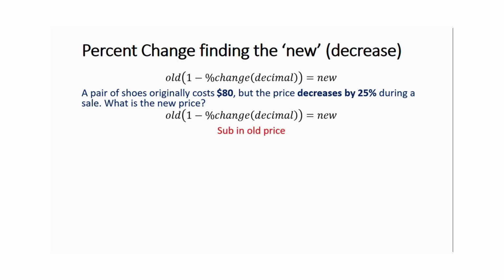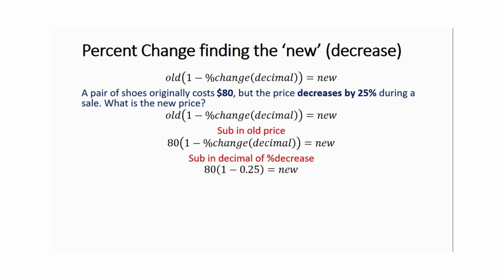Using the formula, we'll substitute in the old price, which is $80. Then we substitute in the decimal version of the percent decrease. 25% is 0.25. Then we do the subtraction in the parentheses, 1 minus 0.25. Then we multiply the brackets, and we get 60 is the new. So $60 is the new price of the shoes after the 25% decrease.